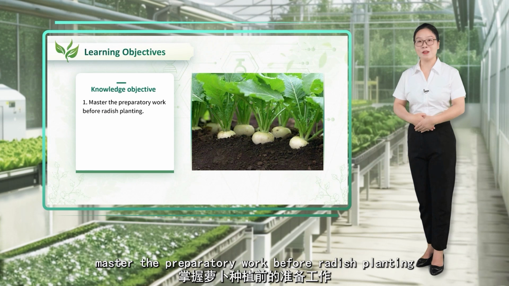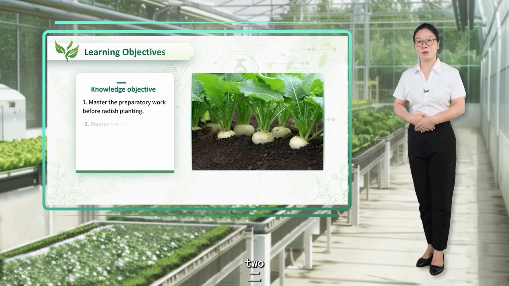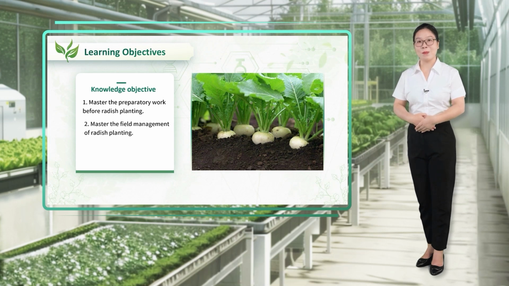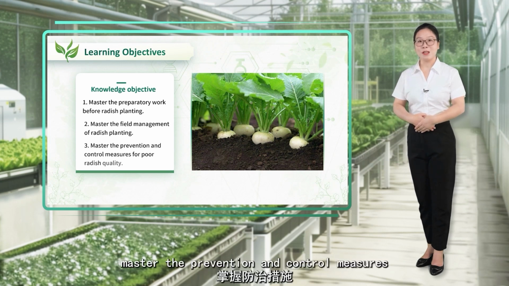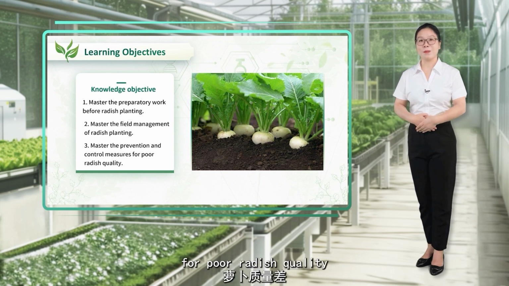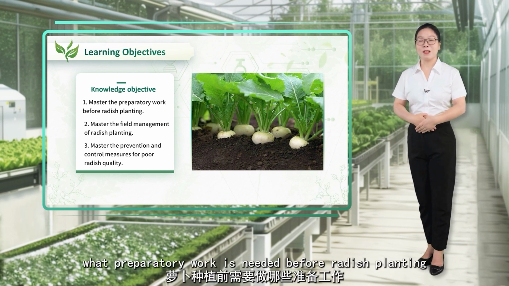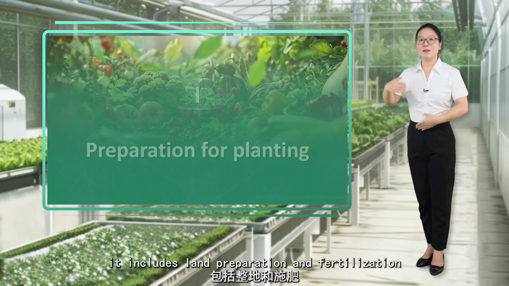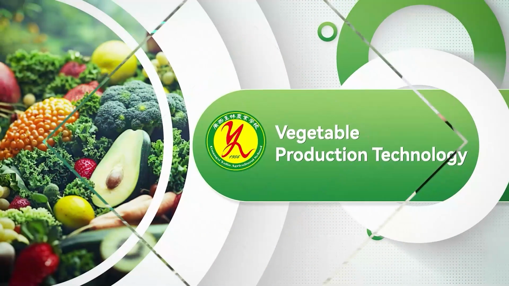1. Master the preparatory work before radish planting. 2. Master the field management of radish planting. 3. Master the prevention and control measures for poor radish quality. What preparatory work is needed before radish planting? It includes land preparation and fertilization and seed treatment.